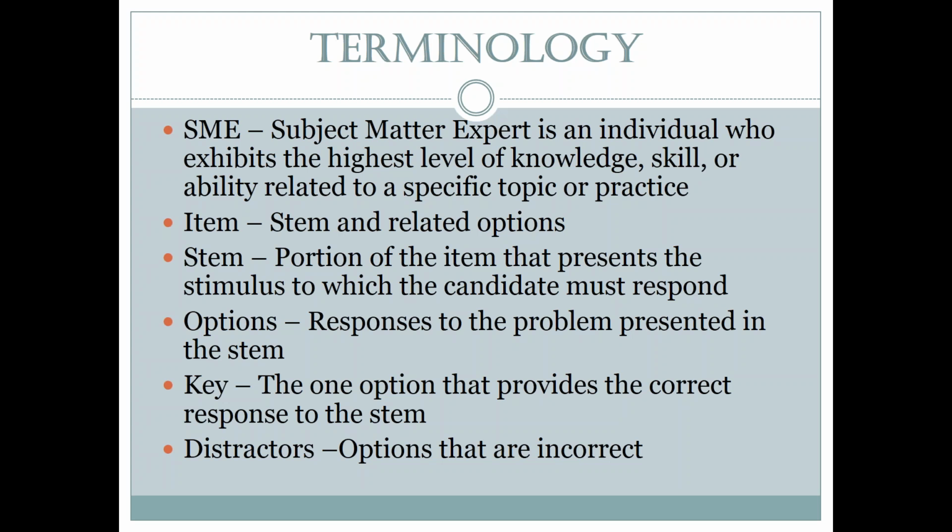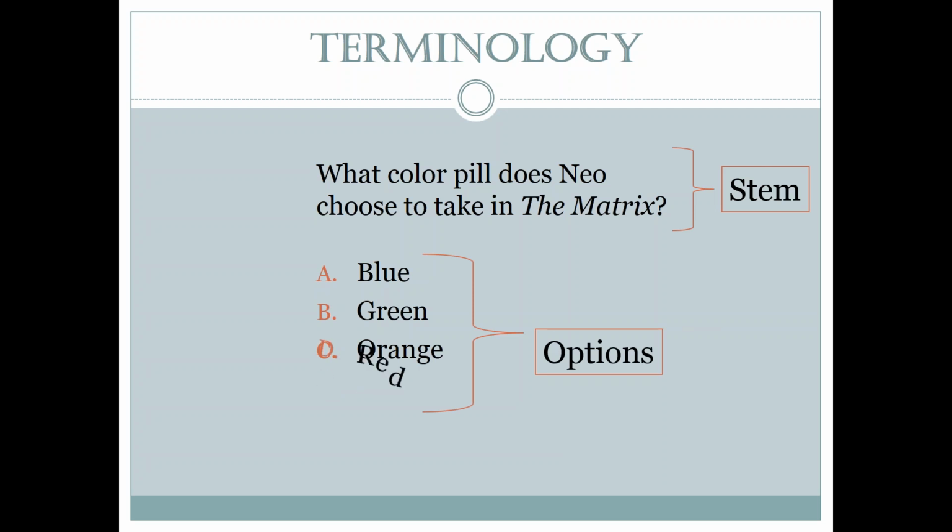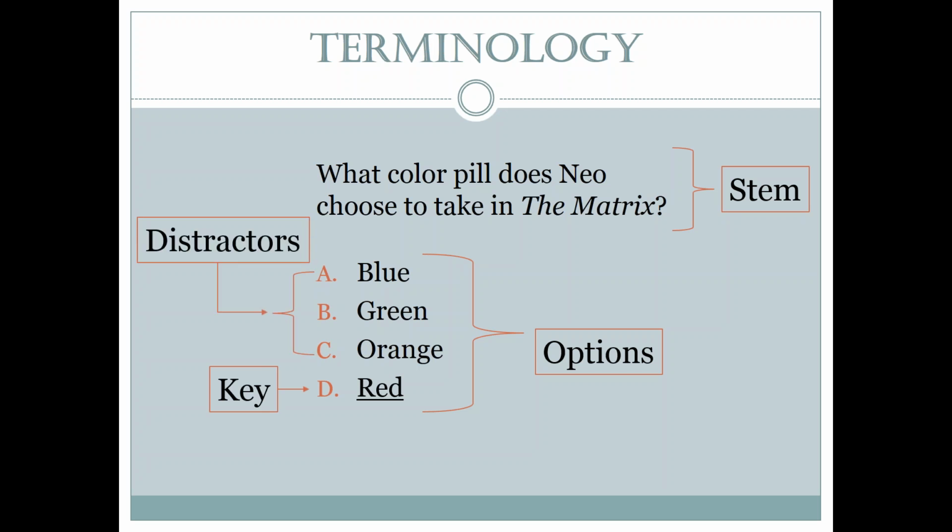So just to give you a brief overview of how an item will look as a whole. Everything that you see on your screen right now is the item. And the top portion there, which is the question, is the stem. And then you have your four options. And then the correct answer is your key. And then the other options are your distractors.